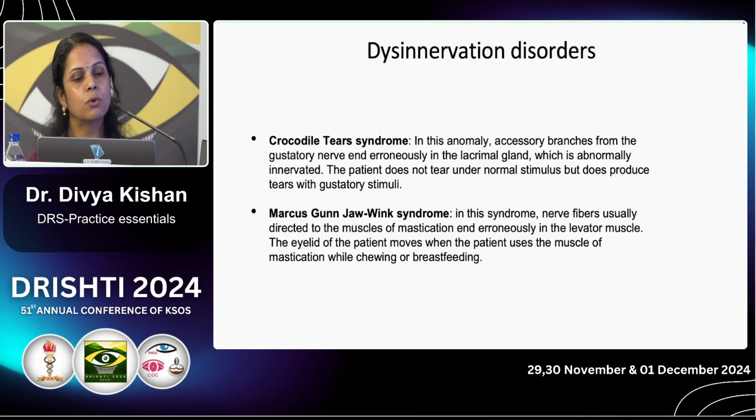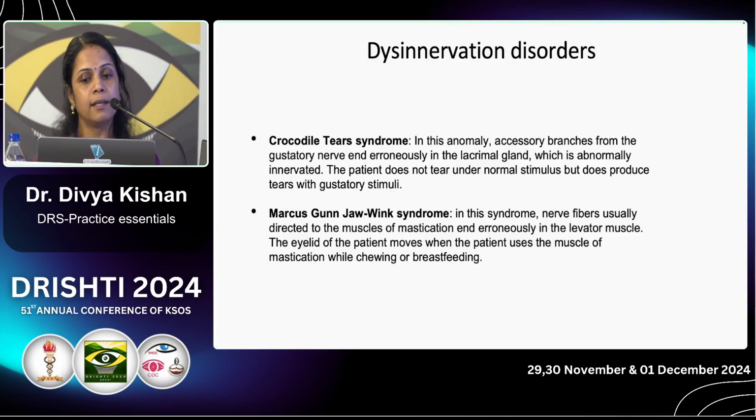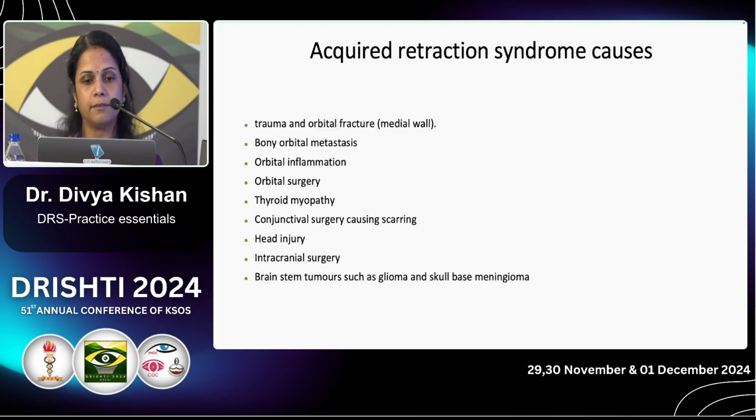In some cases, you also find that there are disinnervation disorders associated with it, like the crocodile tear syndrome, where accessory branches from the gustatory nerve erroneously end in the lacrimal gland and cause problems. And in Marcus Gunn, which is a more common one, you find that the fibers of the muscles of mastication are erroneously elevating the levator.